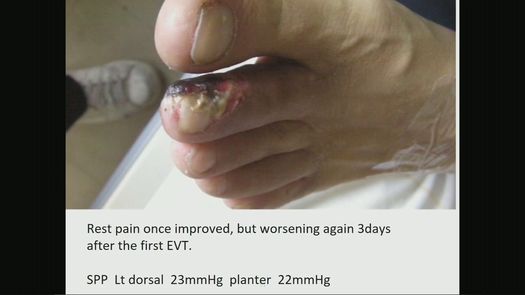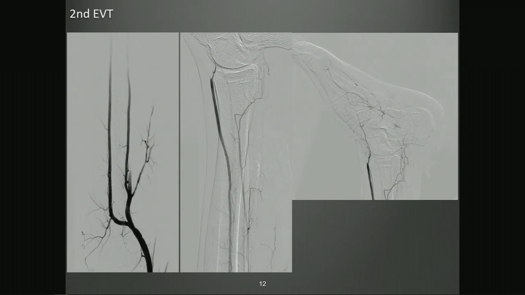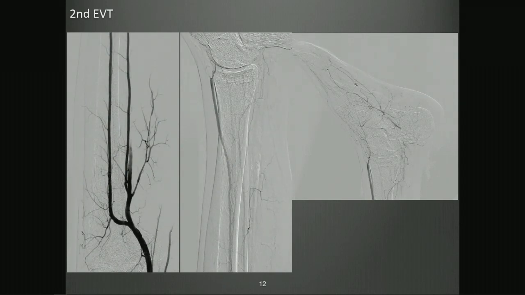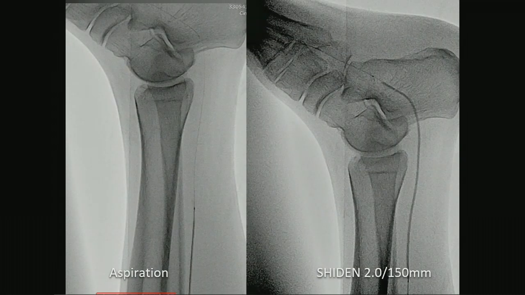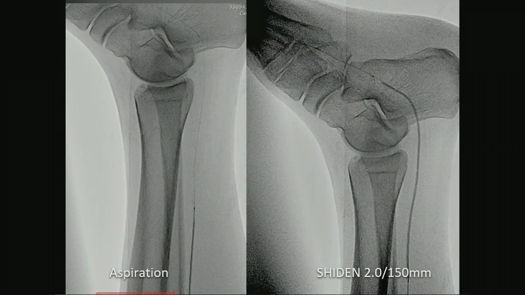So we performed EVT again on his left foot. In the initial angio of the second EVT, the PTA was occluded again. So we passed the guide wire again, performed aspiration, and dilated with a 2-millimeter balloon.